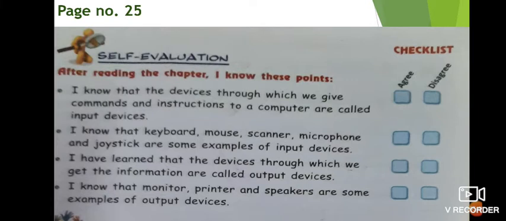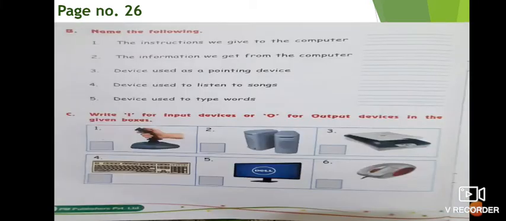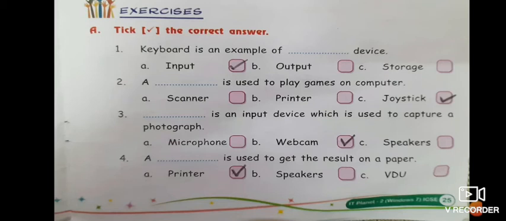All right. So now next, let's move to our book exercise and question answers. Now book exercise is on page number 25, 26 and 27. So one by one, let's do our book exercise and question answers also. So first A, this is on page number 25.